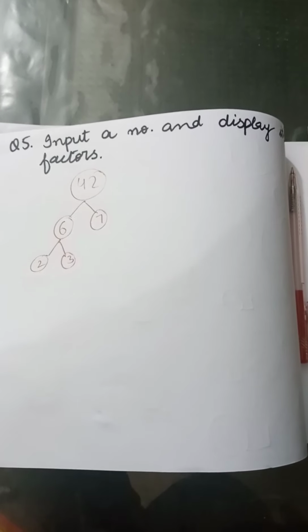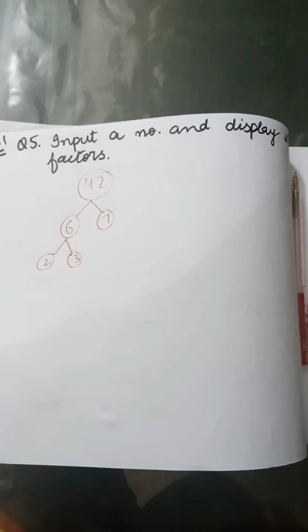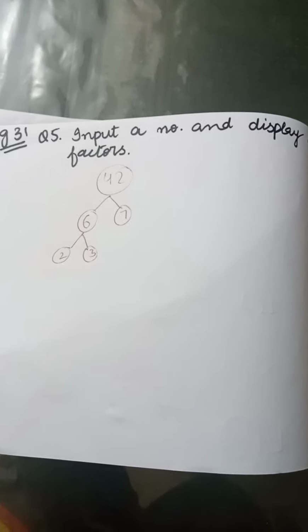Today we are going to do question number 5 of flowcharts. Let's read out a statement. Input a number and display its factors. Now first thing, what a factor is. A factor is a number that divides into another number exactly and without leaving a remainder.